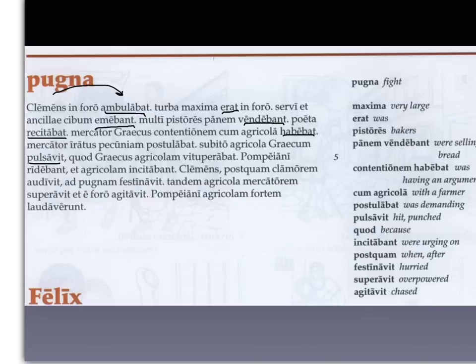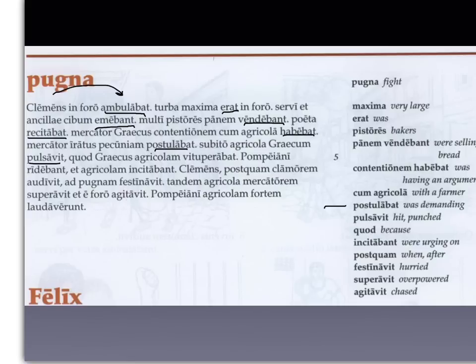Then I jump to my verb. Hopefully you can identify it. Postulabat. It has that be, so I know it's imperfect. It means someone was verbing. Postulabat is on the side over here. Okay, postulabat was demanding. So the angry merchant was demanding money. Now I have to kind of fill in the blanks that this angry merchant is that Greek merchant. And he's demanding money from that agricola, which is, you got it, a farmer. So this angry Greek merchant demanding money from a farmer.